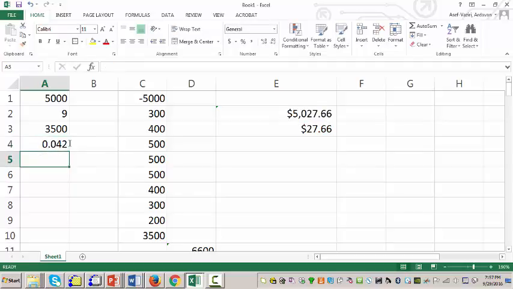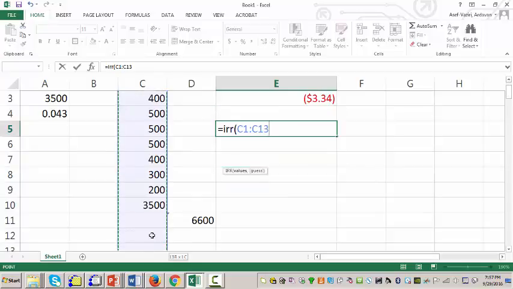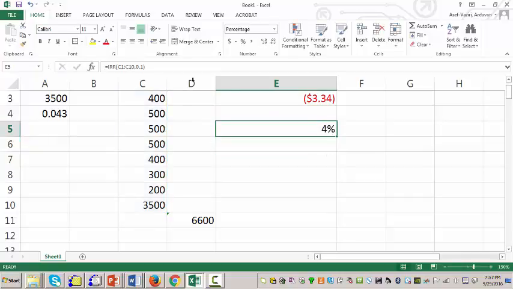4.2% is something around 4.2, 4.3. Therefore, I can conclude that the internal rate of return of this project is around 4.3. How can I confirm that? I will go here and type internal rate of return, and then I mark everything. It also asks for a guess. I say 10%. It really doesn't matter. It will compute it for me. This project has an internal rate of return of 4.289.